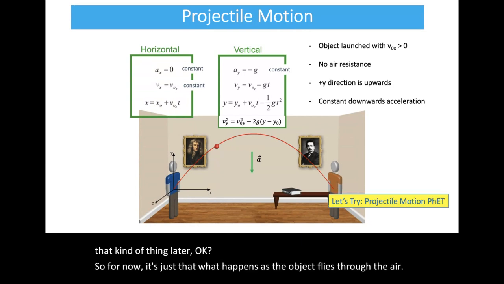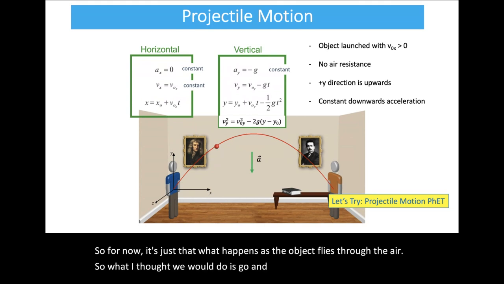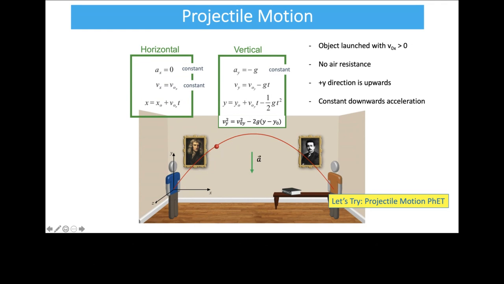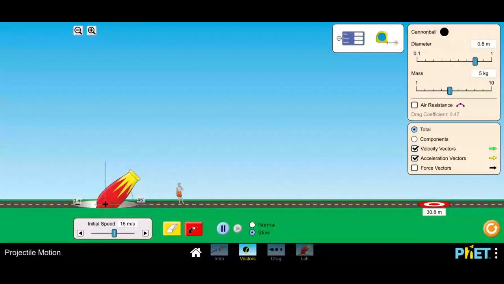So what I thought we would do is go and play around with this really nice PHET, again, another nice simulation of projectile motion. So we're going to go find that one now. So let me see if I can find that. There's our projectile motion. There we go. Hopefully this will show up for you guys. There it is. Great.